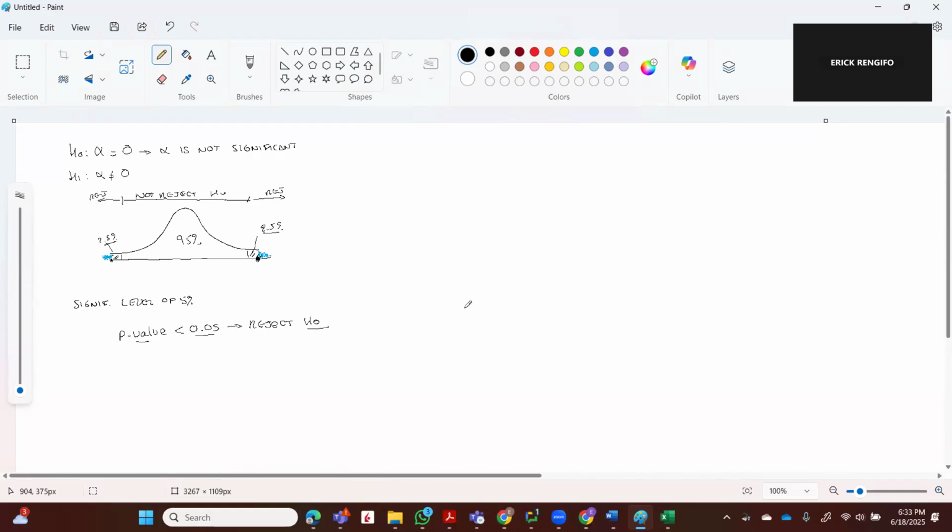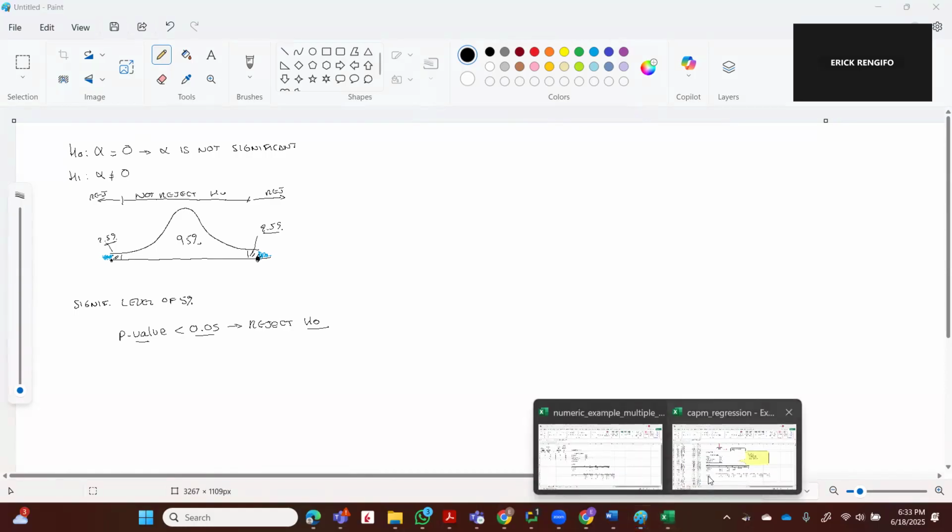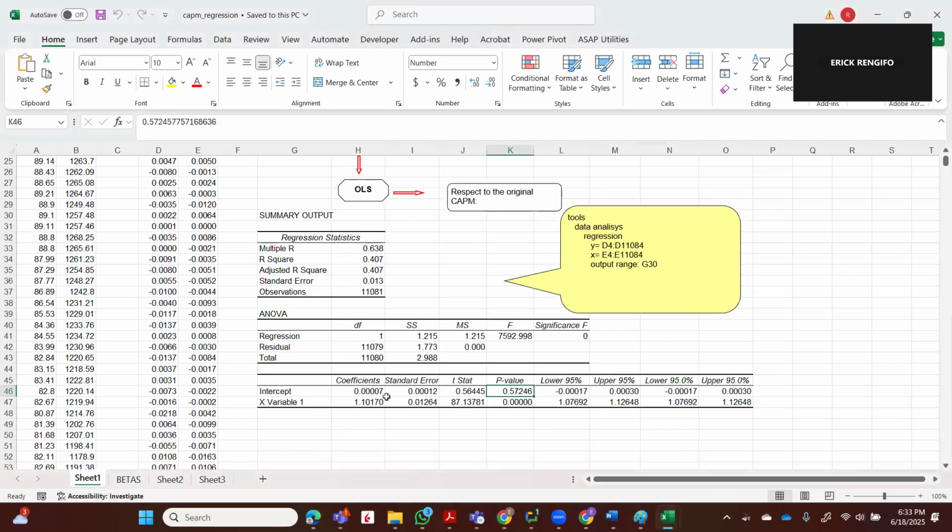Okay, so let's take a look at the Excel file. This value looks very close to 0. But what about the p-value? My null hypothesis is that this intercept that I call alpha equals 0. What can you tell me about this p-value? Is this p-value smaller than 0.05? No. So we fail to reject? Exactly. We fail to reject.